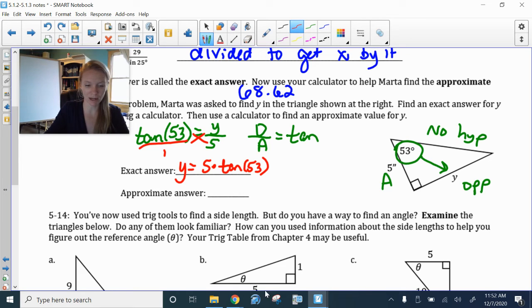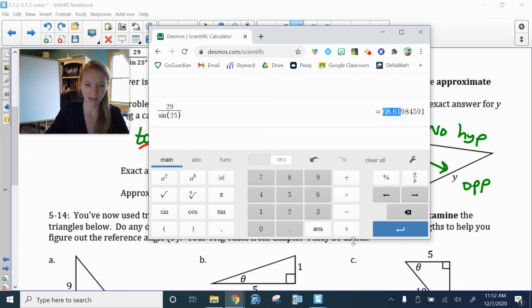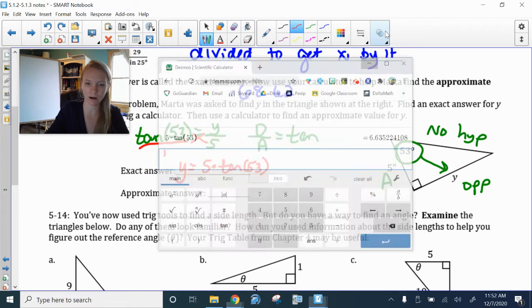So then we would just type that into our calculator. 5 times the tangent of 53. So we get about 6.64.